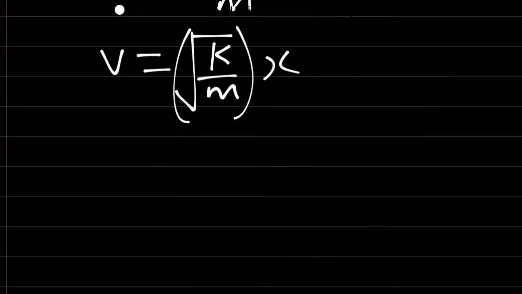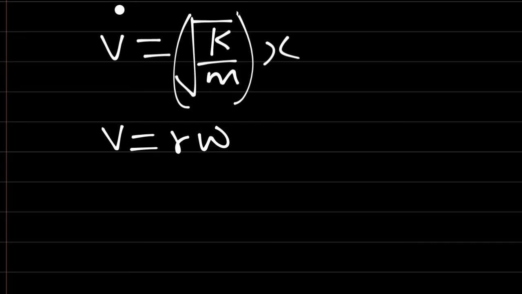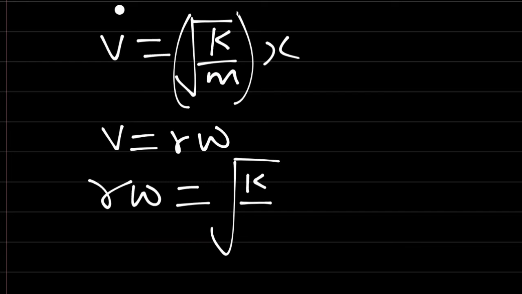But don't forget, we are trying to get the period. Therefore, velocity is actually equal to what? R omega. Therefore, I can say that R omega is now equal to everything. Instead of V, I will replace V with R omega, which is equal to square root of K over M, then S.